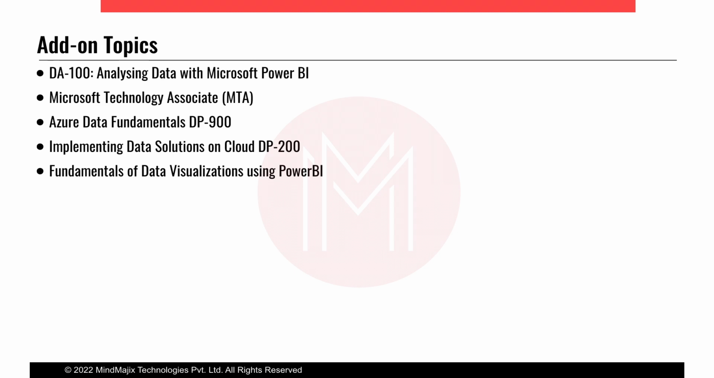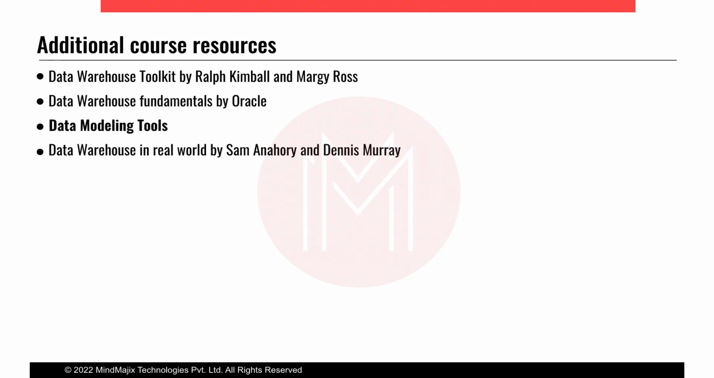this course. There are additional course resources that you can learn from to understand more about it. Data Warehouse Toolkit by Ralph Kimball and Margy Ross. This is basically the Bible of data warehouse and data model designing. I would highly recommend a data modeler or data modeling aspirant to go through this book. Data Warehouse Fundamentals by Oracle also serves good insights and practices on data model designing.